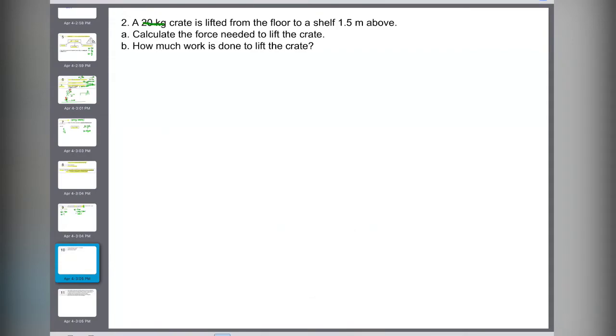Next one. A 20 kilogram crate, that's my mass, is lifted from the floor to a shelf 1.5 meters above. Calculate the force needed and then how much work. So I have a mass of 20 kilograms lifted from the floor. The displacement is 1.5 meters. Part A wants you to find the force, and part B wants the work done.